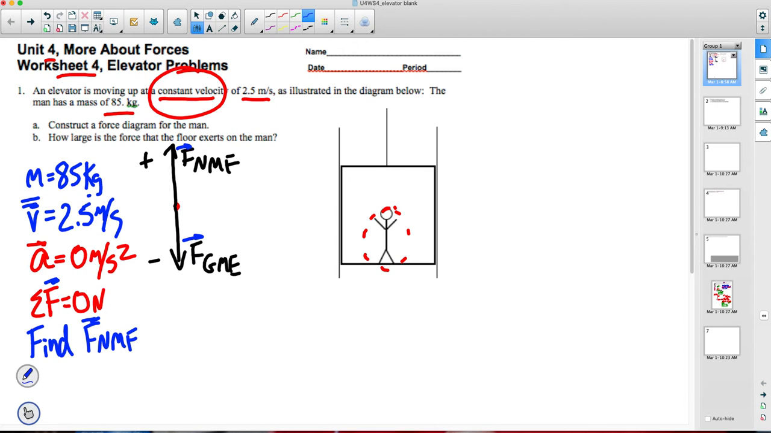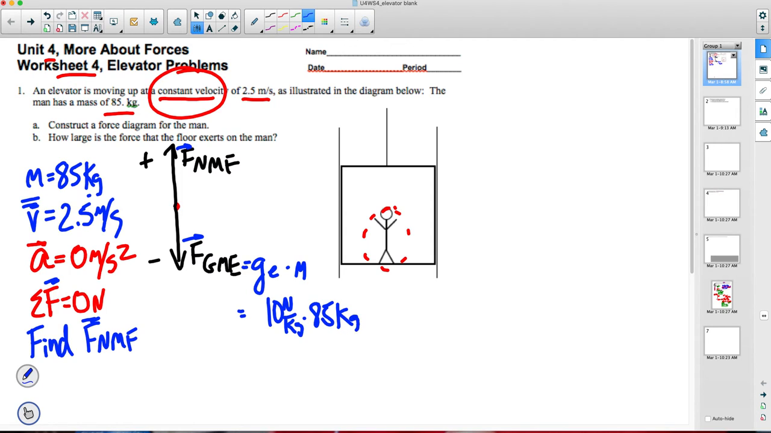Well, one thing we could do is realize that that's the same size as the force of gravity, because the net force is 0, even though it's in the opposite direction. But to figure that out, we'll have to figure out the man's weight. So to figure out the man's weight, we can do g sub E times the mass of the man. We said we were going to use 10 newtons per kilogram times the mass of the man, which is 85 kilograms.